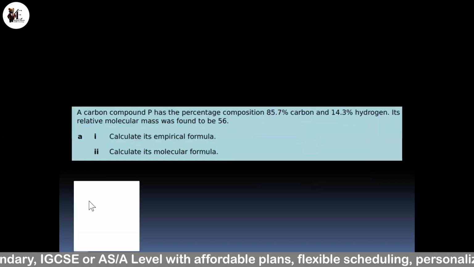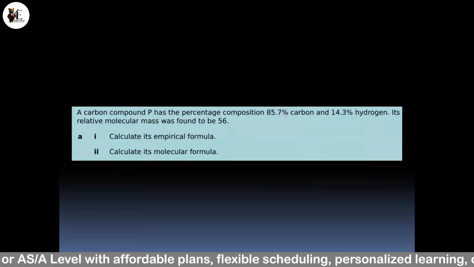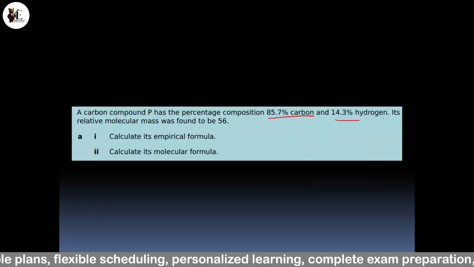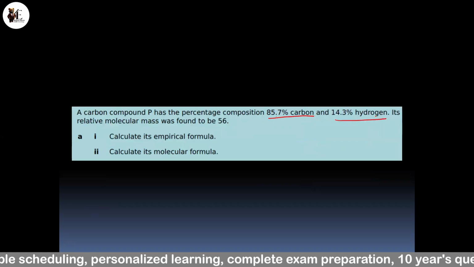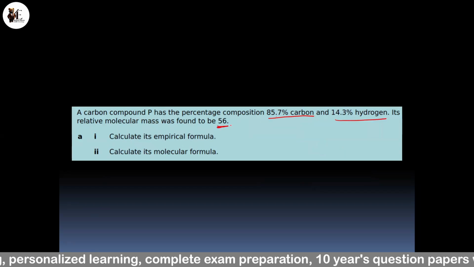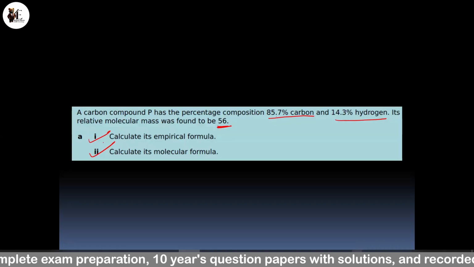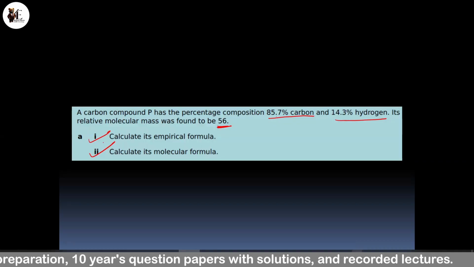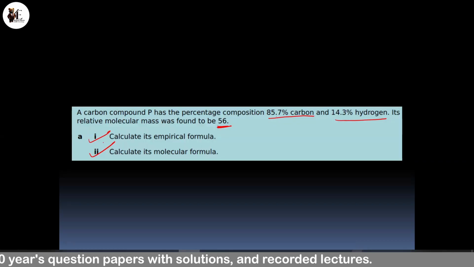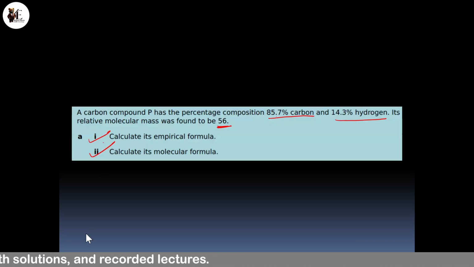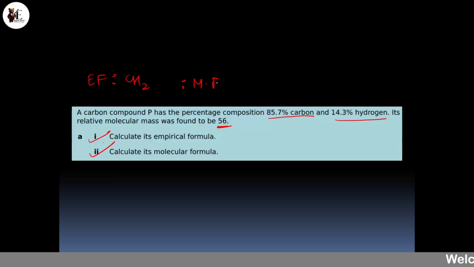Okay, next question. A carbon compound P has a percentage composition of 85.7% carbon and 14.3% hydrogen. Its relative molecular mass was found to be 56. Tell me the empirical formula and the molecular formula. Empirical formula, I got CH2, and for the molecular formula, I got C4H8. Empirical formula, you got CH2, and molecular formula, you got C4H8.